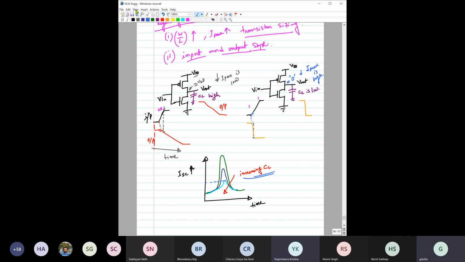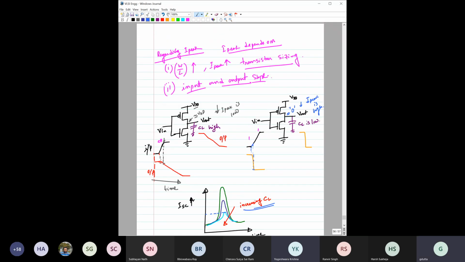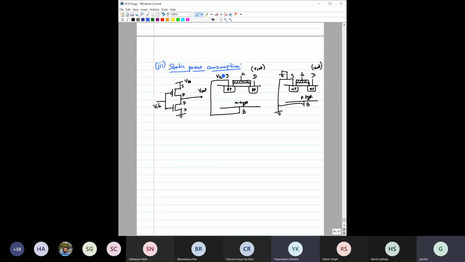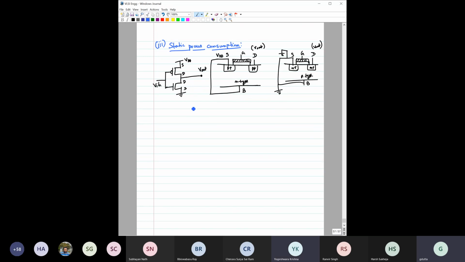Is that part clear to you? Okay. If it is so, then I think it's already one. So the third component is the static power dissipation. Probably it is already one today, so we'll take this from the next class onwards. We will start our discussion on this.